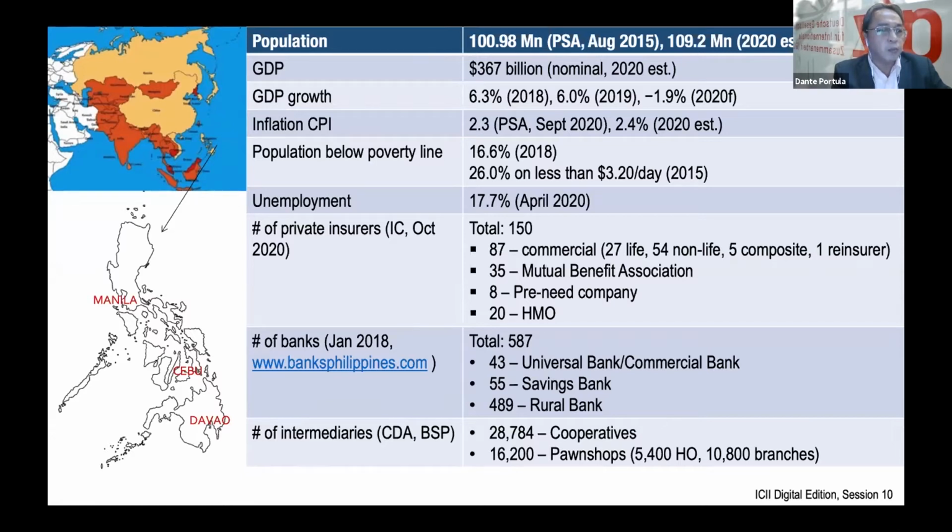I also put up here the number of banks because these are also one of the main distribution channels. So we have close to 600 banks in the country, classified into 3 subsectors: the universal and commercial banks, the savings banks, and then the rural banks. I'd like to say here that in terms of number of banks, it's actually shrinking, especially in the rural banking sector due to consolidation in the past years. Also good to note here the intermediaries. Cooperatives is so huge, similar to other countries, and also the pawn shops, which is a bit unique in the Philippines. We will also learn later that these are 2 main distribution channels. Next slide, please.